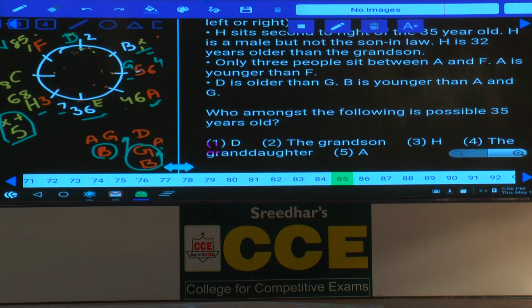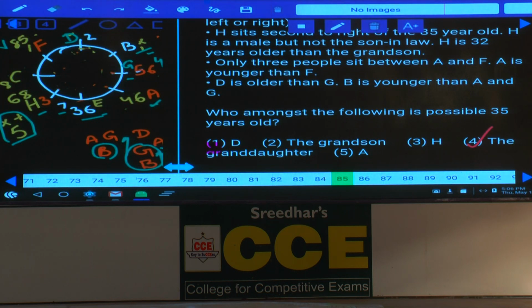And question number 85. Who among the following is possibly B35? Possibly B35 means the 7th position, that is the grandson who is 36, and younger than this grandson, the granddaughter. And who is the granddaughter here? C. C is the granddaughter, that is choice 4. Now this is about question numbers 81 to 85.